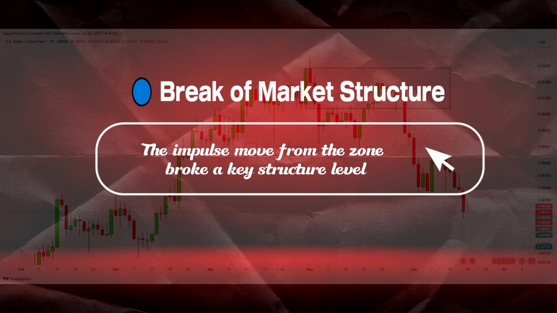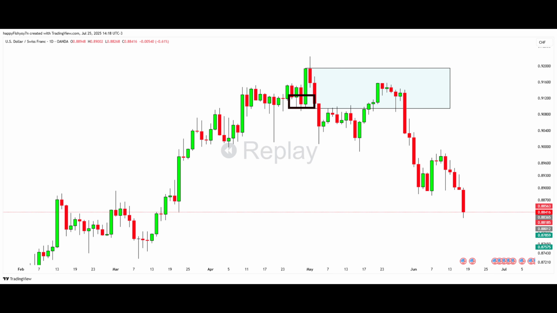The third way is break of market structure. The impulse move from the zone broke a key structure level, for example, a higher high or lower low. We need price to break this structure with an impulsive move right here, which it does, which means this zone is now validated, and we can trade based on this.